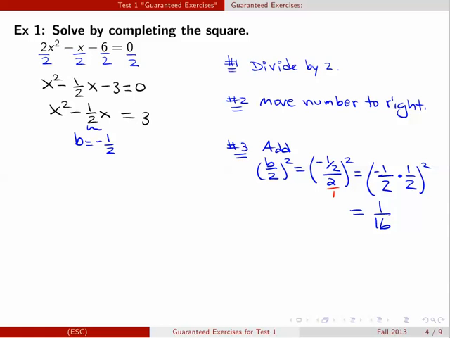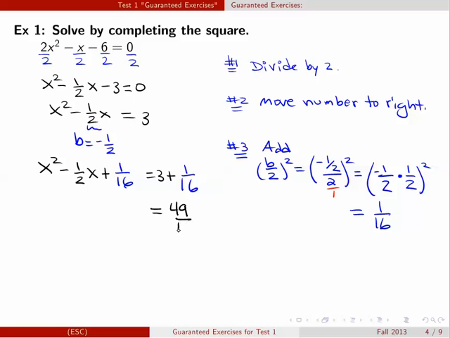So you get x squared minus 1 half x plus, and then what we do to one side, we have to do to the other side. So here I'm going to be adding 1 over 16, 1 over 16 here. We easily simplify the right hand side. The right hand side is, when you finish, you should get 49 over 16.